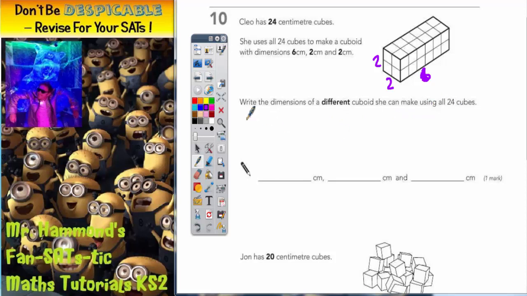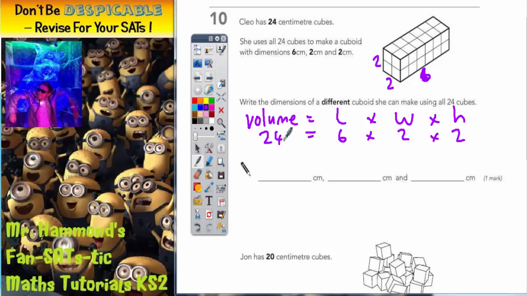Now remember, the volume of a cuboid is given by the length times the width times the height. So if we try this with the measurements she's got already, 6 times 2 times 2, what does that equal? Well, 6 times 2 is 12, times that by 2 is 24. So that works. So what we're trying to do is find another set of dimensions where all three numbers times together to make 24. Now there are several answers to this, so let's look at 2 or 3 of them.